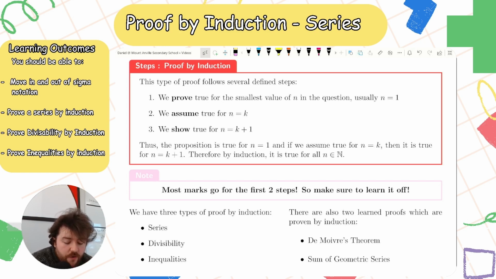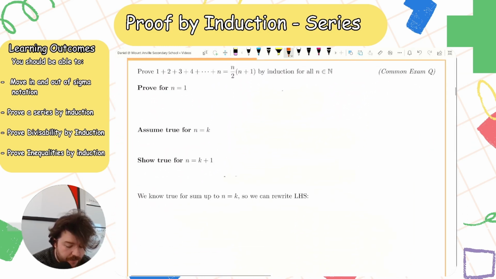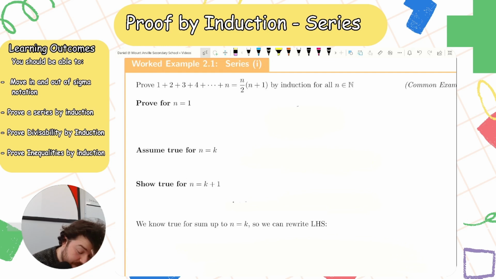First, you prove true for the smallest value of n in the question. It's usually n equals 1. Then you assume true for n equals k. Then you show it's true for n equals k plus 1. So let's have a look here. Prove that 1 plus 2 plus 3 plus 4 up to n equals n over 2 times n plus 1 by induction. I need to prove my left-hand side is equal to my right-hand side.